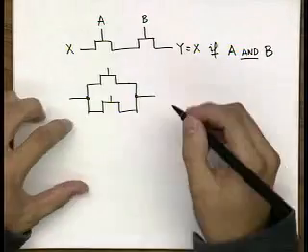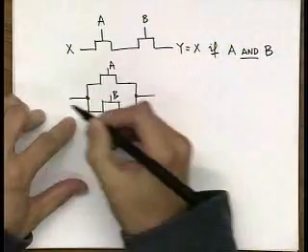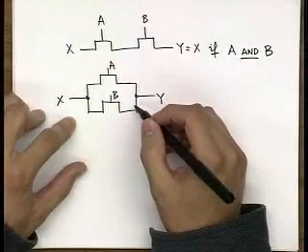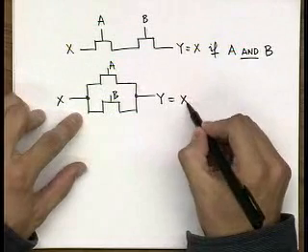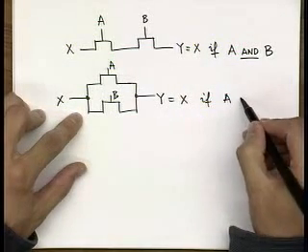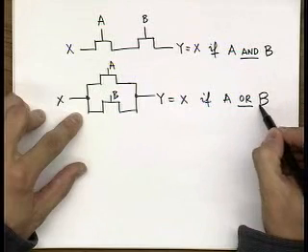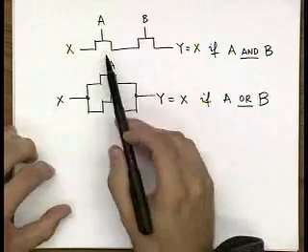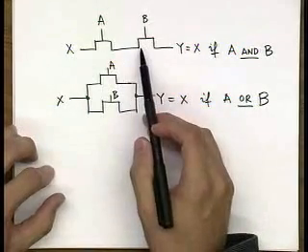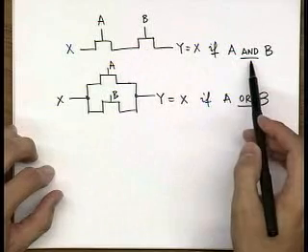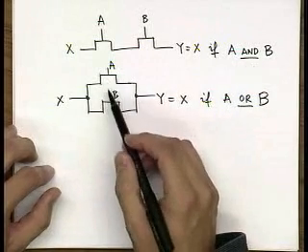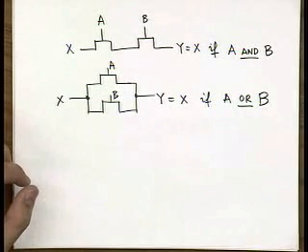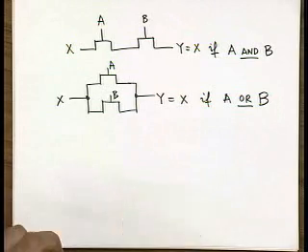Okay? Then in this case, either of the two can be turned on to provide a conductive path between X and Y. So you have Y is equal to X if A or B. So basically you see that a serial combination of NMOS transistors implements the AND function, and a parallel combination of NMOS transistors implements the OR function. So now let's see what happens if we do the same for the PMOS.